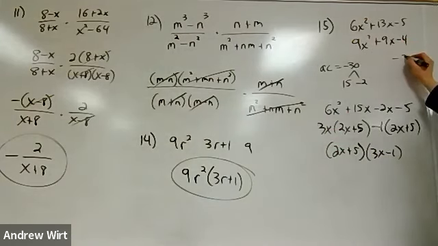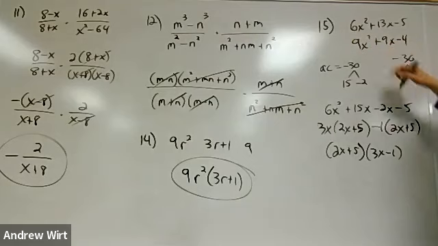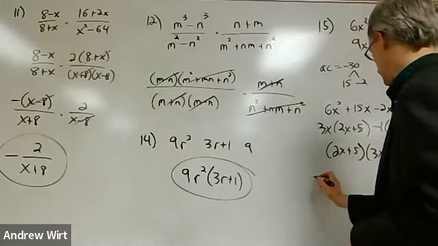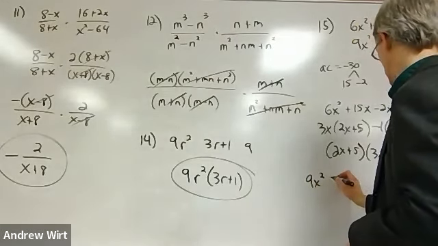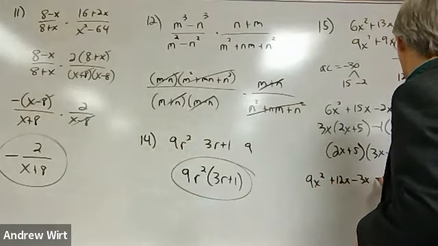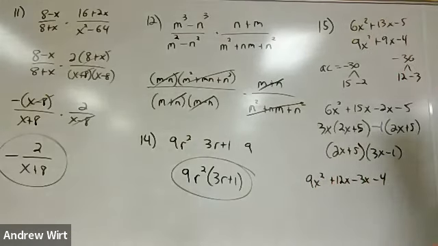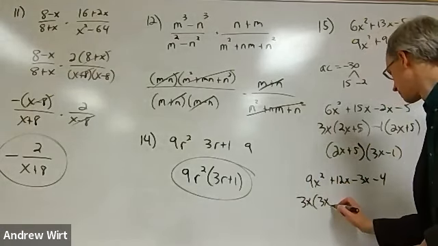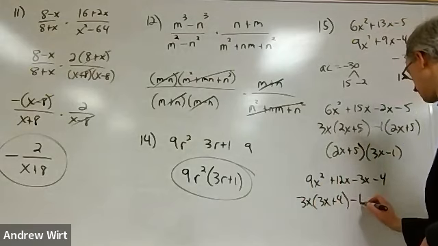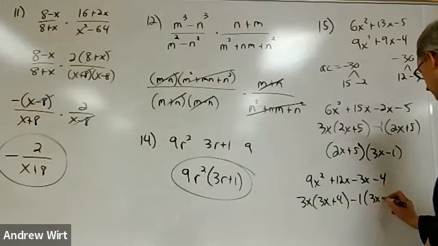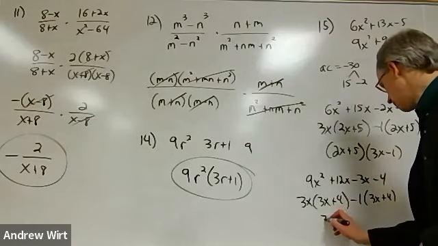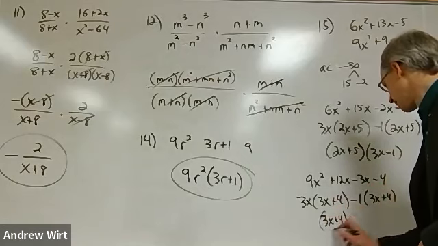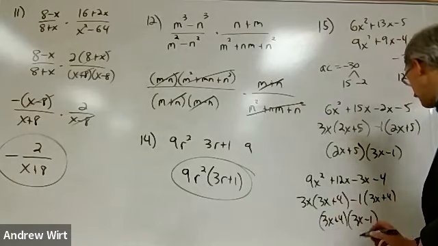Here we have an AC of negative 36. And we need two numbers that multiply to get negative 36, add to get 9. So that's going to be 12 and negative 3. And again, we can factor out a 3x from the first two. That gives us 3x plus 4. Factor out a negative 1 here, and we get 3x plus 4. So we got 3x plus 4 times 3x minus 1.